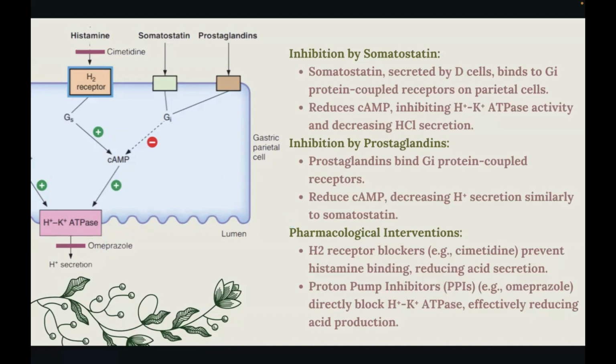Now, we as physicians can also interfere in this. We can give certain drugs to help reduce the acid production. For the sake of your understanding, in what scenarios do we want to decrease acid production? Does anyone know? Throw a random guess.